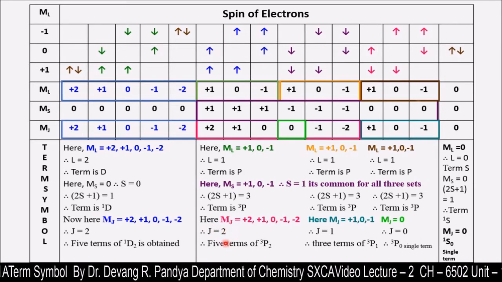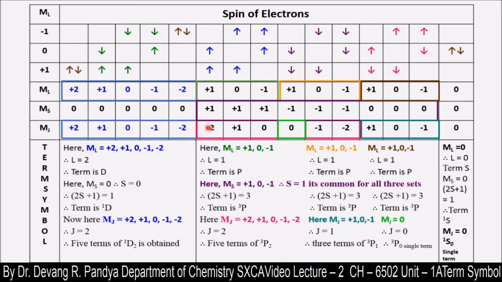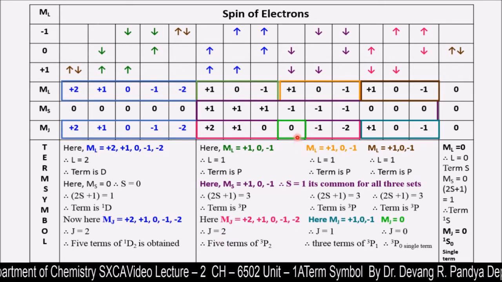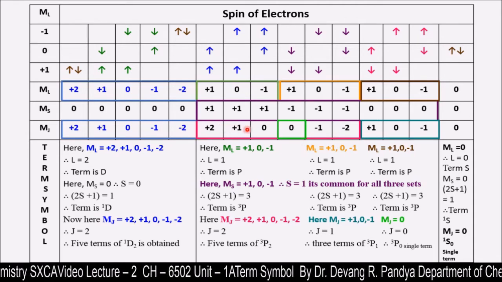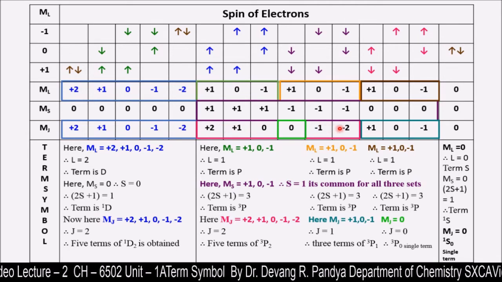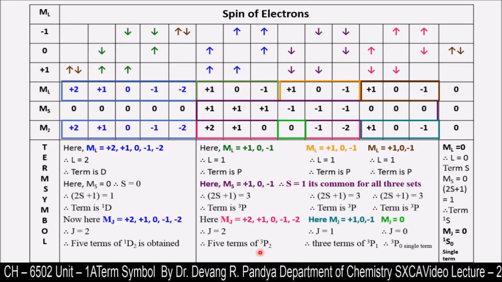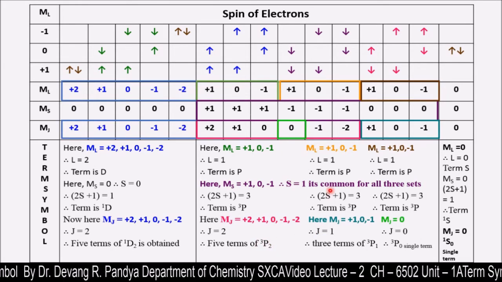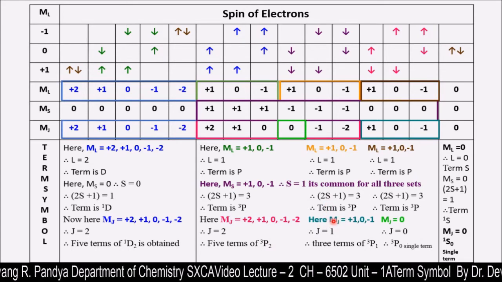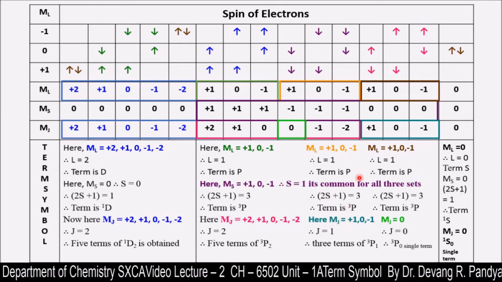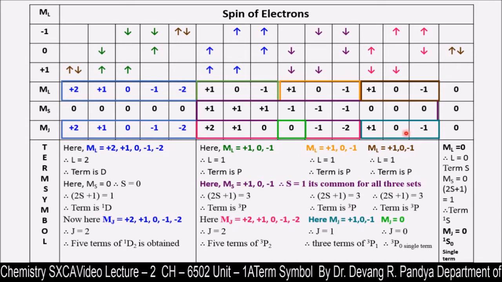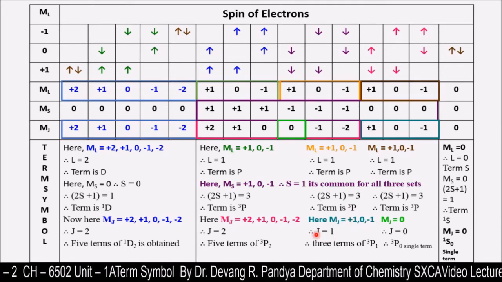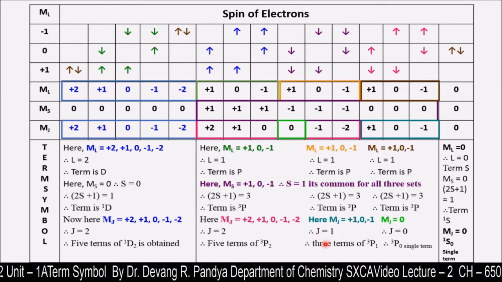So for 5 terms, which 5? 1 2 3 4 and 5, this is not considered. For the 1 2 3 4 and 5 microstates, your term symbol is triplet P2. Now here the J value is shown in the sky blue color, that is +1 0 -1, and for this 3 our J value would be 1.